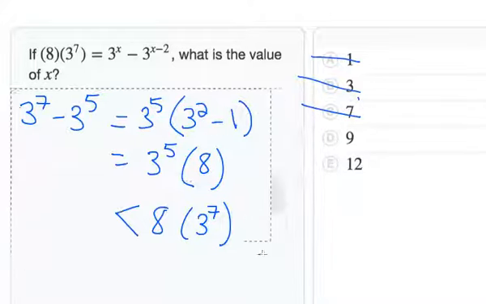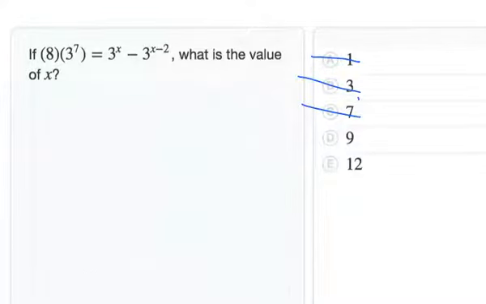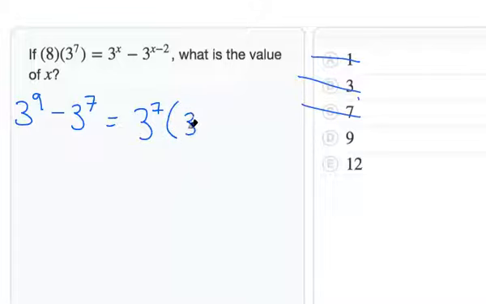Moving along. Our next answer choice to try is if x is equal to 9, so we can go ahead and plug that right in. So 3 to the 9th minus 3 to the 7th will equal. We're going to do a similar thing and go ahead and factor out the smallest factor, which would be 3 to the 7th, and we're left with 3 squared minus 1. Simplifying this, we'll have a 3 to the 7th times 8.